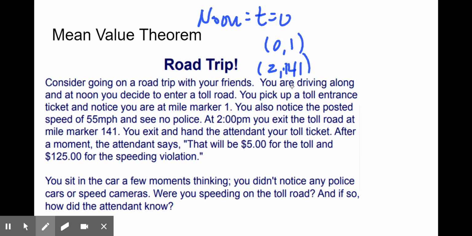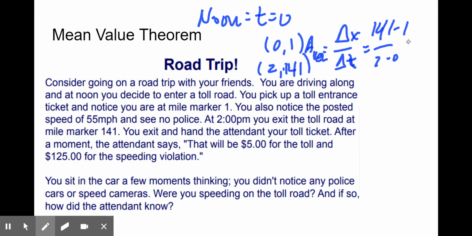If you just find delta x over delta t, which is the average velocity, or v bar, you get 141 minus 1 over 2 minus 0, so 70. So your average velocity was 70 miles per hour, and the speed limit's 55. So yeah, definitely, you were speeding.